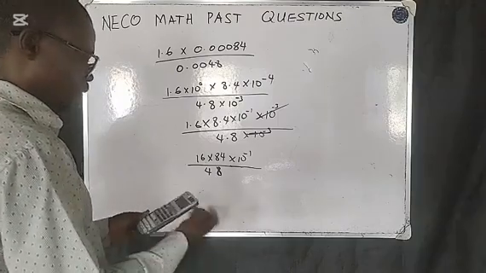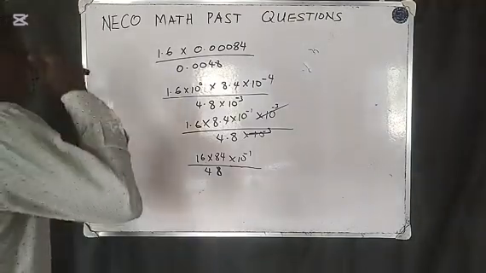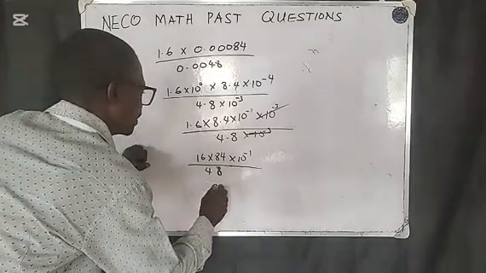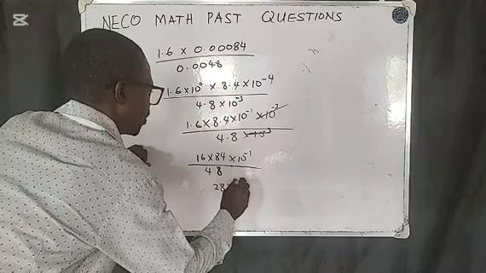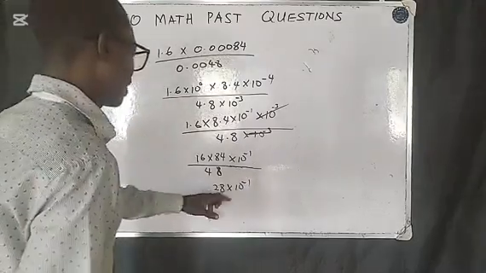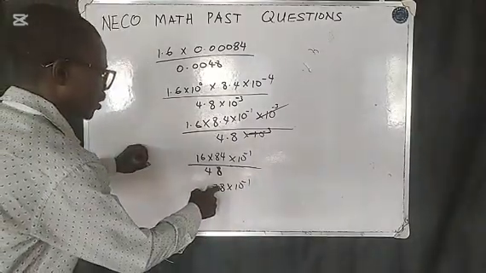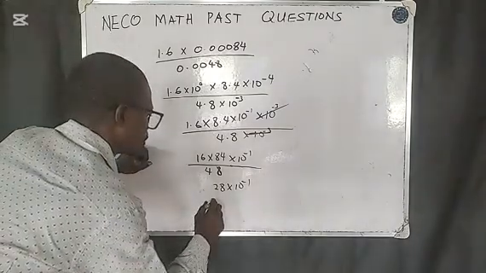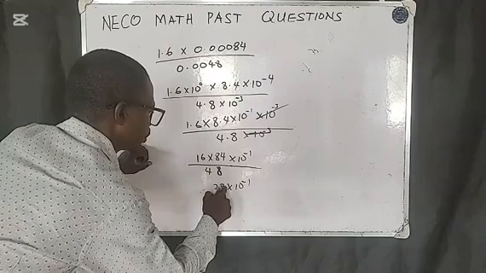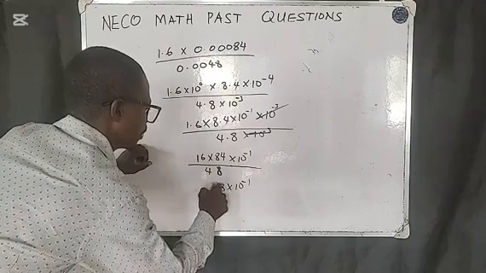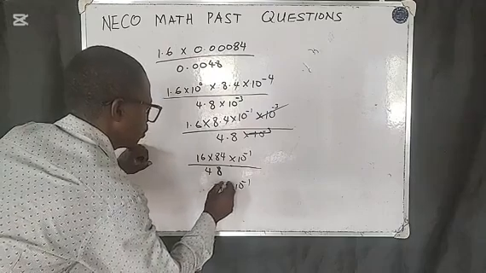So we're going to have 28 times 10 raised to the power of negative 1. It's not yet in standard form. There is no point here, so we introduce a point. So 2 point, the point shifts from here to here. This point 0. So you move it 1 time, right?